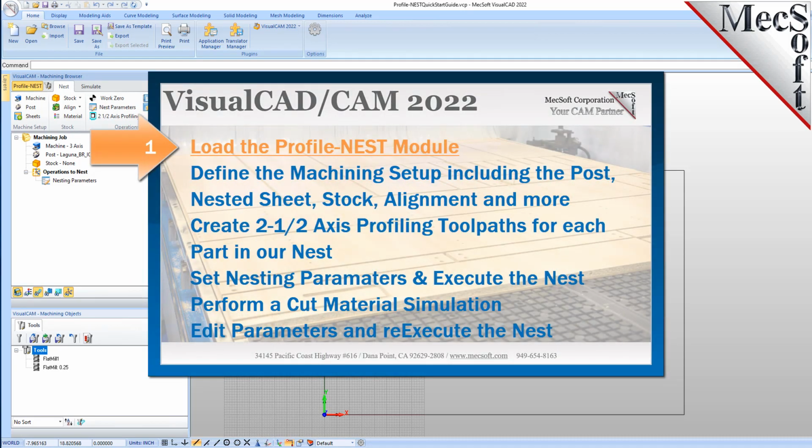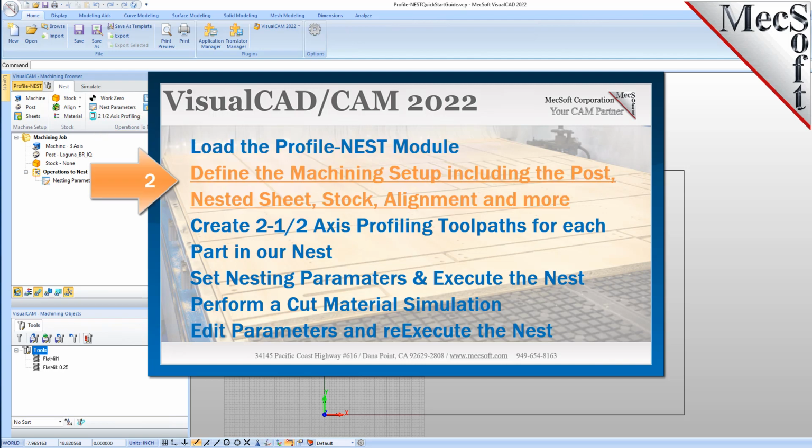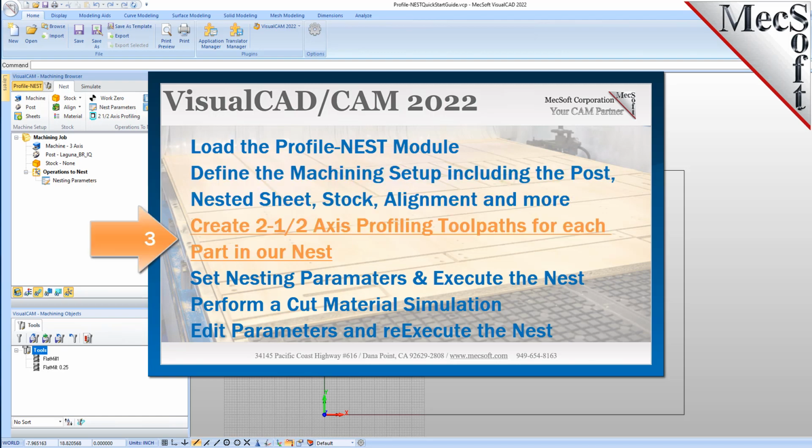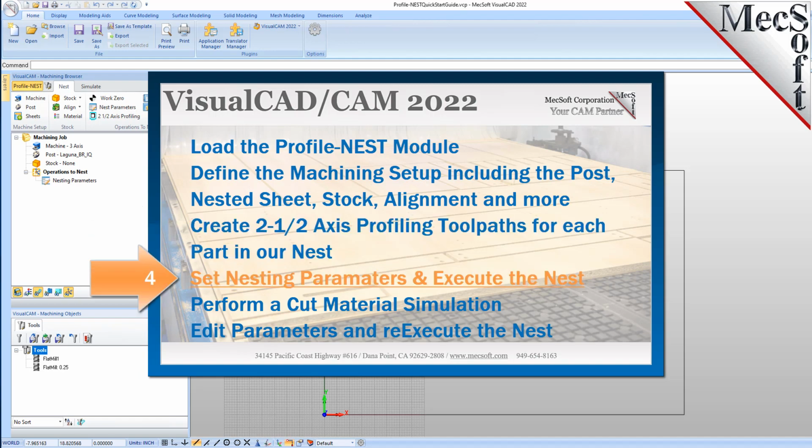Before we get started, let's review what we're going to do in this video. First, we're going to load the Profile Nest module. We will define the machine setup, including the post, nested sheet stock, alignment, and more. And we'll also create our 2.5 axis profiling toolpaths for each of the parts that we want in our nest. We will then set nesting parameters and execute the nest.